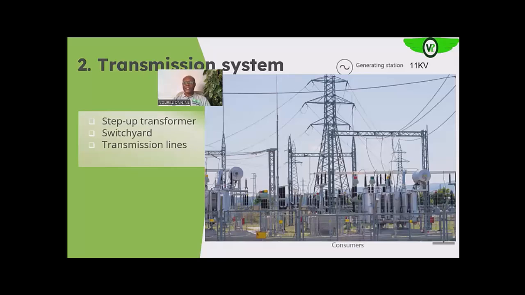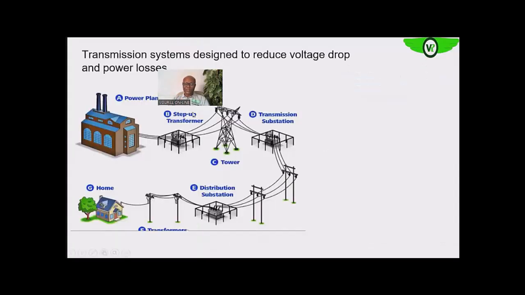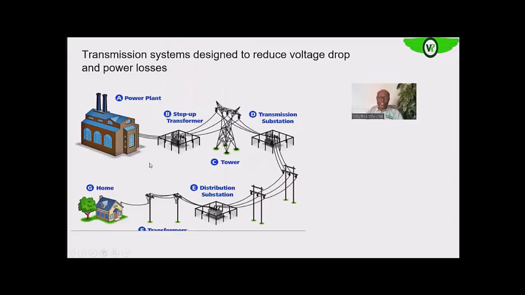At the other end of the 132 kV, we also have switchgears that receive the 132 kV before it goes to another step-down transformer that takes it from 132 kV to 33 kV. That is where the transmission lines actually terminate. We also have another set of switchgears that receive this 33 kV and send it into the 33 kV lines.